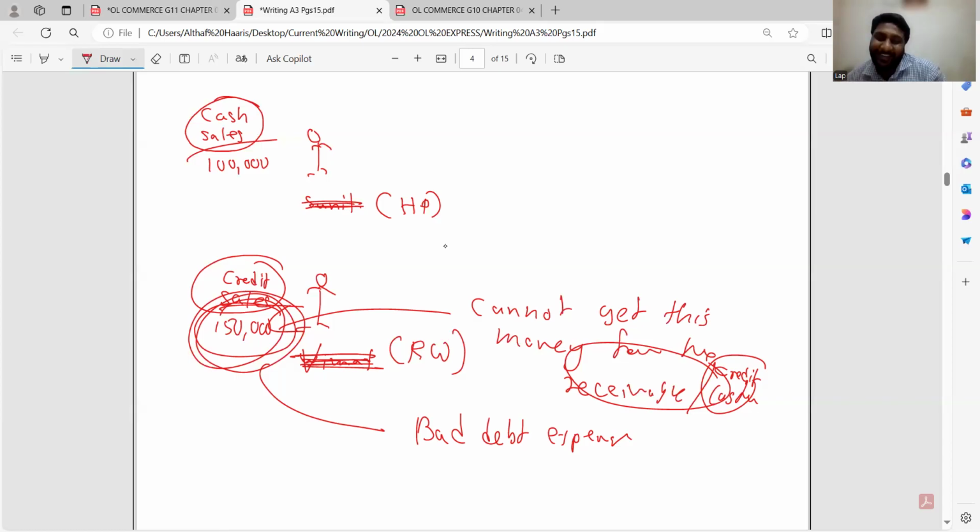No, no. So a special name is given for that. If you can't get the money, what you are telling is something similar to that, but there is a special name. We will specially categorize them as bad debt.